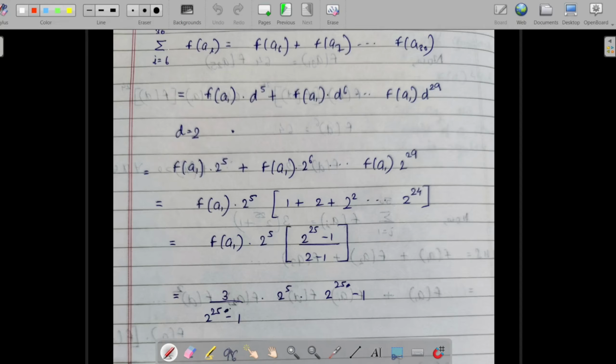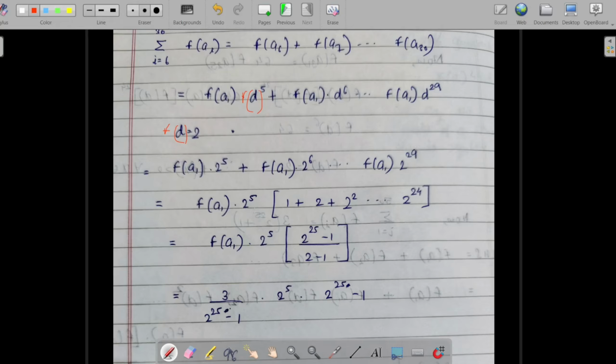Big page, don't worry, it's not difficult to follow. I is equal to 6 till I is equal to 30, f(6), f(7) up to f(30). Again, f(a1) into d raised to power 5. We have seen all of this, okay? It's the same thing, it doesn't matter. f of whatever it is, its value is 2. So f(a1) times 2 raised to the power 5 because f(d) is 2. f(a1) into 2 raised to power 6, so on till 2 raised to power 29.